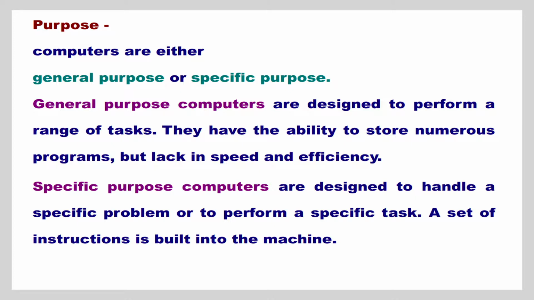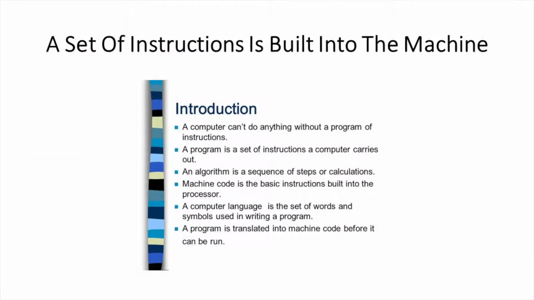Coming to purpose, computers are either general purpose or specific purpose. General purpose computers are designed to perform a range of tasks. They have the ability to store numerous programs, but lack in speed and efficiency. Specific purpose computers are designed to handle a specific problem or to perform a specific task. A set of instructions is built into the machine.